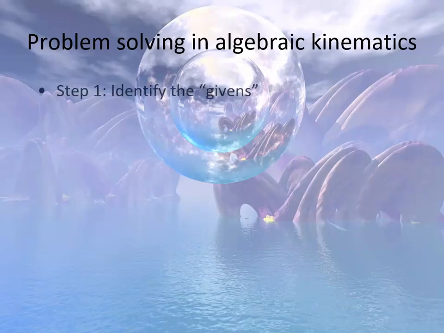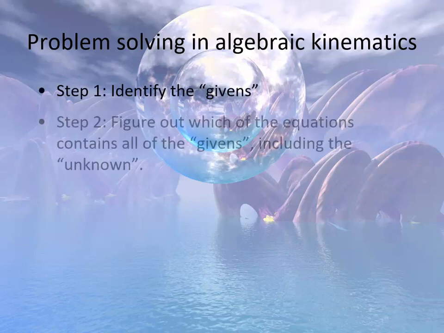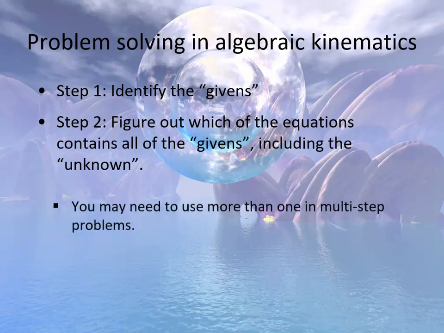Now, how do we solve problems? First, we identify our givens, and we figure out which of the equations contains all of the givens, including the unknown. Now, when I say all the givens, what I really mean here is which of the equations that we've memorized includes the unknown and has every single one of its other quantities listed among our givens. That's really what I mean. So look for an equation that has your unknown and make sure that all of the other quantities in that equation are listed in your givens.